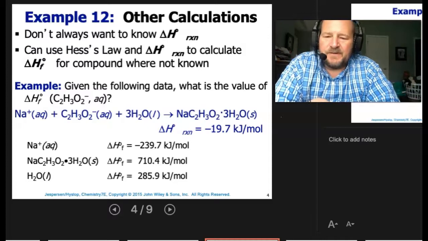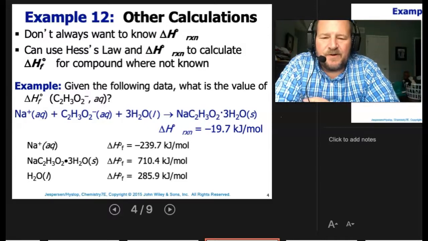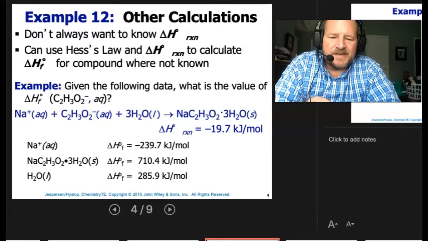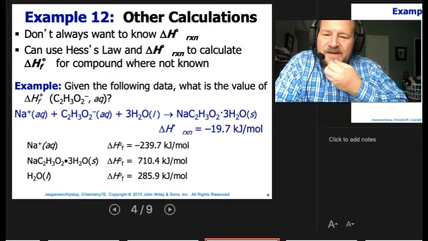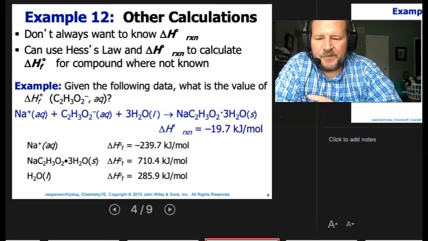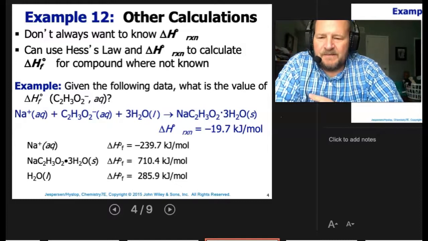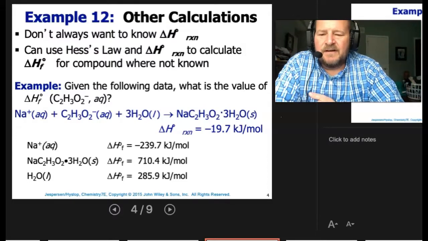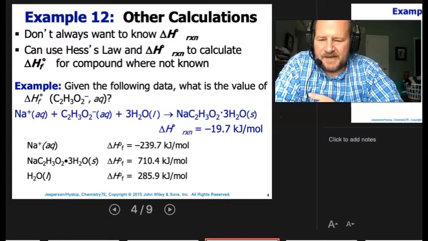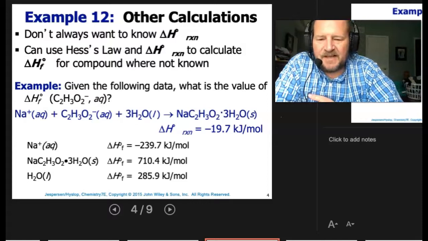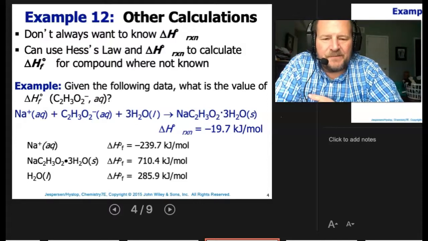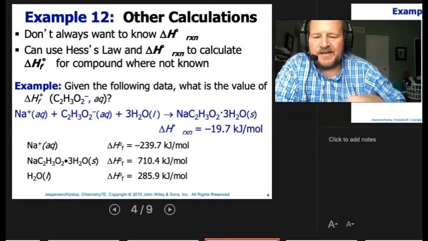So we have sodium plus the acetate plus 3 waters gives sodium acetate and 3 waters. We have a value for that that's negative 19.7 kilojoules. So sodium plus the delta H of formation is going to be minus 239.7. The sodium acetate with the waters as a solid is 710.4 kilojoules per mole, and water is 285.9 kilojoules per mole.